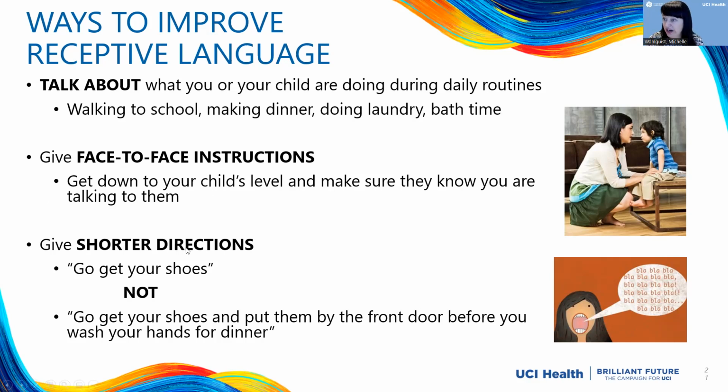Also, giving shorter directions can be helpful. So instead of, go get your shoes and then put them by the front door before you wash your hands for dinner, your child's probably going to do one of those things, but not likely to do all of them. Maybe you just need to say, go get your shoes. And then when your child does that, you'll say, can you put them by the front door? And then when they've done that, you can say, go wash your hands for dinner.